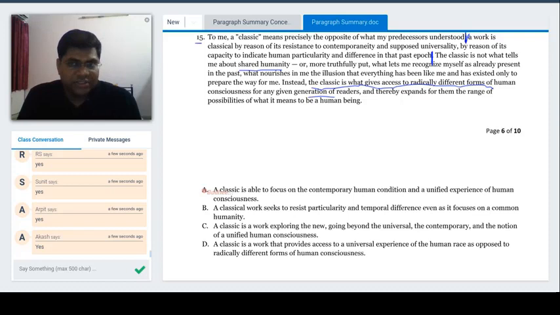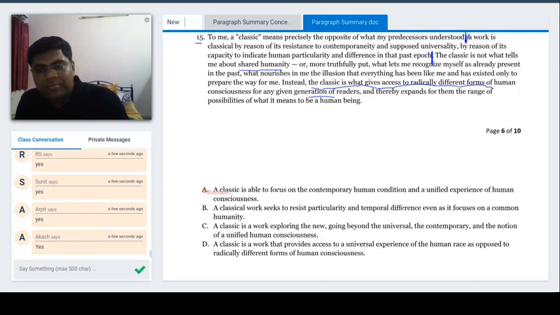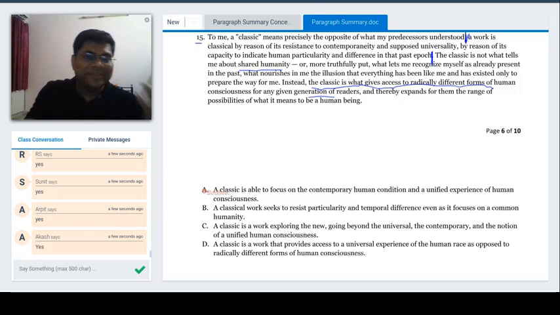Look at how it does. A classic is the work exploring the new. New ka matlab kya? Different ho gaya na? Going beyond the universe. Going beyond universe ka matlab kya hota hai? That means radically different. Going beyond the universal, beyond the contemporary, and the notion of unified effort. Going beyond all these things, that is what classic is. That means it precisely fits what is given in the paragraph.